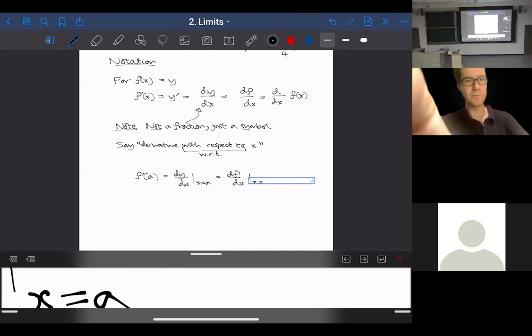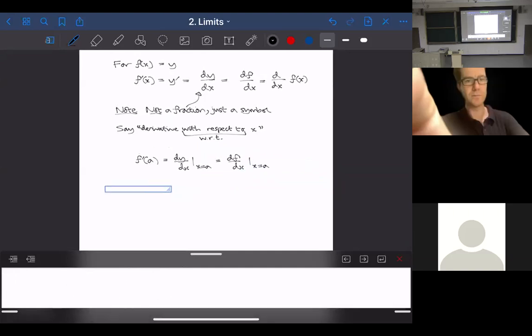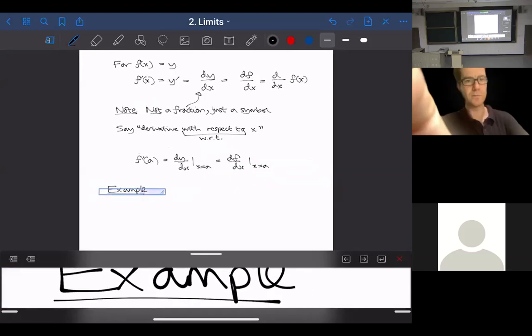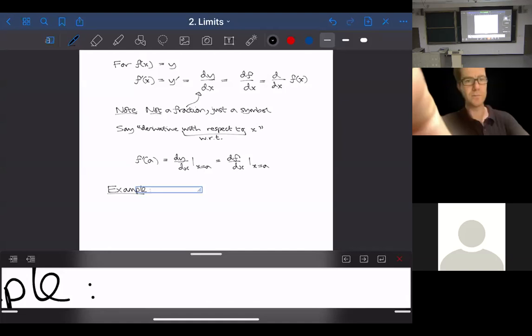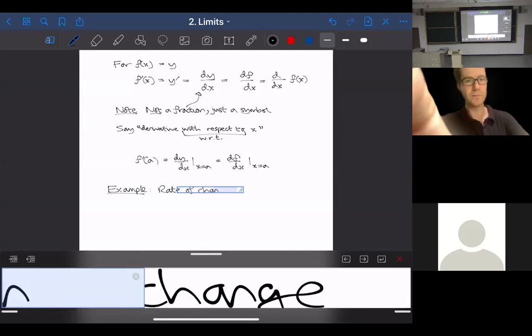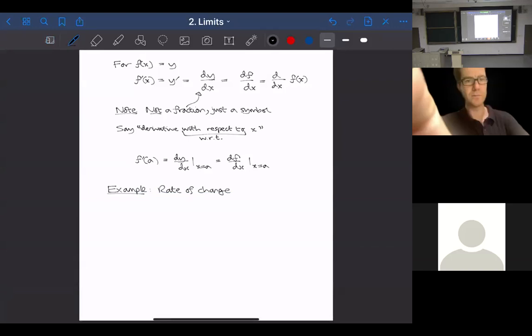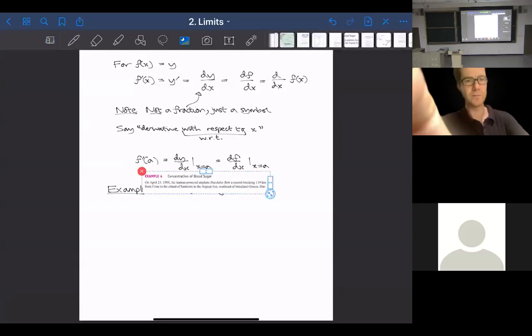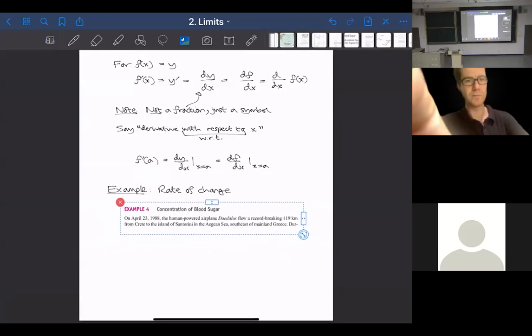So an example, rate of change again. Showing you how to think of the derivative function when we're using some real world data. So an example from the book.